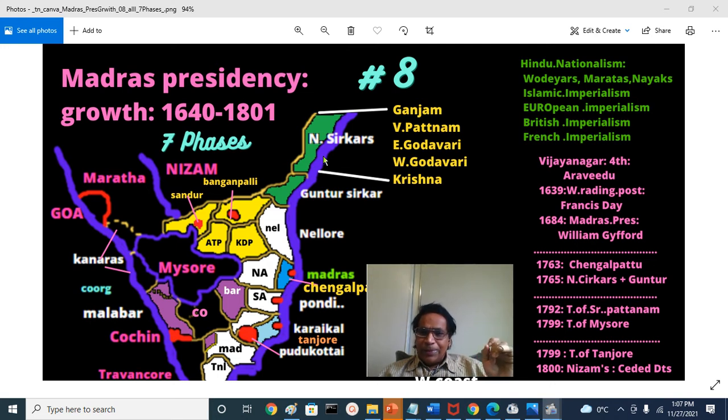And within a couple of months, the Third War, the Third Carnatic War, broke out, in which the French were completely eliminated as a military power. They just remained as traders, with a trading post at Pondicherry, and Karaikal and Yanam in the Godavari Delta, and Mahe in the west coast near Kannur or Calicut. So the British became the masters.